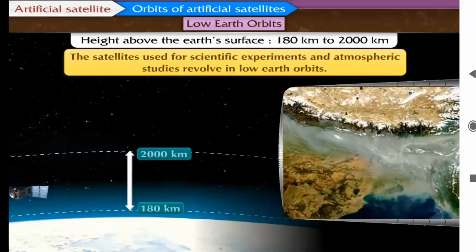Sometimes it is asked in multiple choice questions which satellites are for which purpose. These satellites are launched in low Earth orbit. The main reason is that the satellites which are used for scientific experiments and for atmospheric studies all revolve where? In a low Earth orbit.